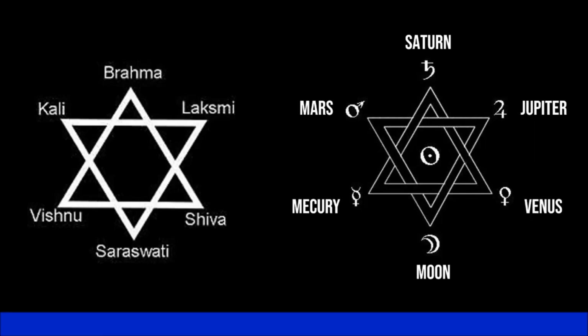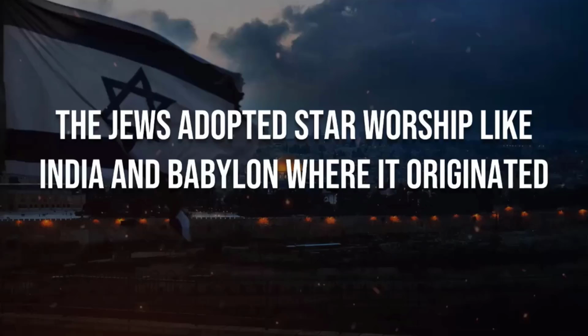To the Hindus, he'd be Brahma. To the Greeks, he'd be Kronos. To the, what's another popular name? Phoenicians, the Canaanites in the Bible, Dagon was a name that came up. Moloch. The Jews adopted star worship like India and Babylon, where it originated.